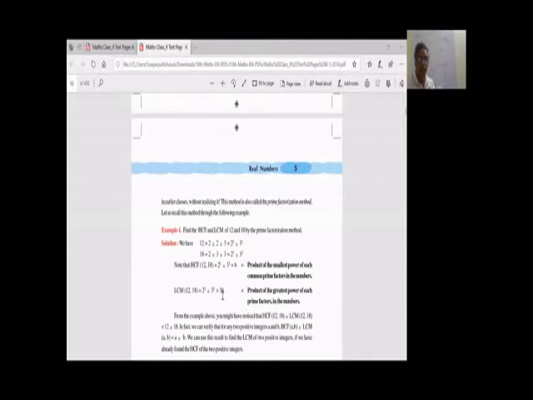For LCM, the number is supposed to be divisible by both. So 12 threes are 36, 18 twos are 36. So I have to take the greatest powers. Here the greatest power is 2 square. Here the greatest power is 3 square. So 2 square into 3 square, 4 into 9 is 36.